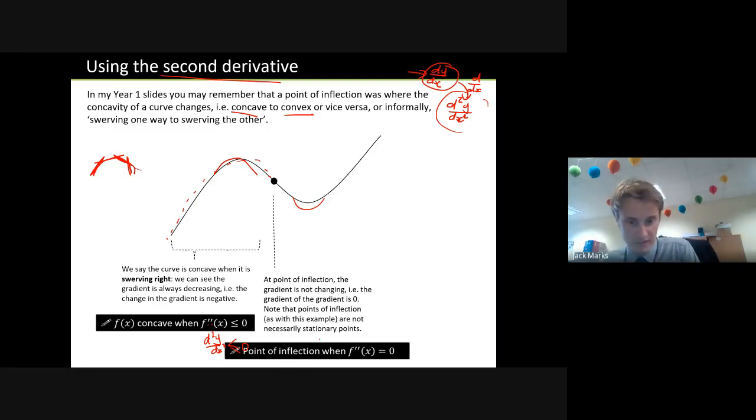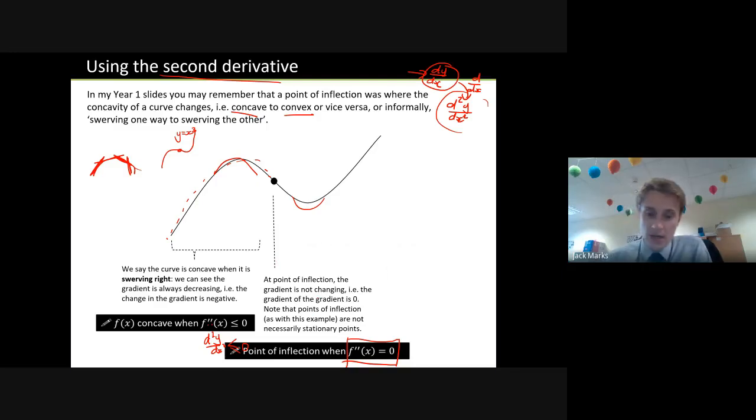This is called a point of inflection. Point of inflection, second derivative equals 0. Please make a note of that. This is not necessarily a stationary point. It's quite confusing, second derivatives and first derivatives. It's confusing because sometimes you can have a stationary point and a point of inflection at the same time. x cubed is a very famous example of that. But it doesn't have to be that way.